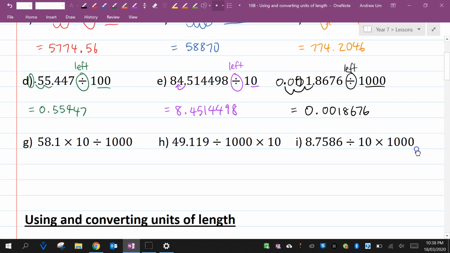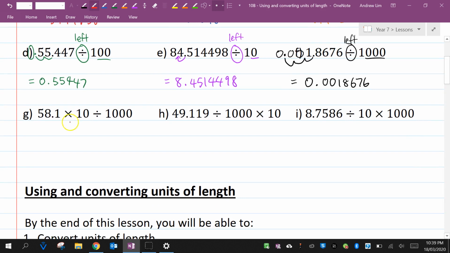Okay. Question G. We're going to move it to the right once and then left 3 times. Right once, then left 3 times. 1, 2, 3. So our final answer is 0.581. Question H. Left 3 times, right once. 1, 2, 3. Right once, back here. So our final answer is 0.49119.